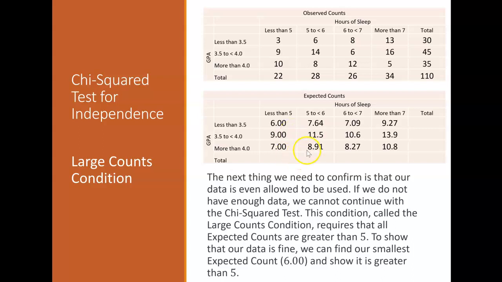So the large counts is easy. Do we meet that? If I look at each cell, the expected counts in each of them is greater than 5. So we're set there. And if we talk about randomness, if this is high school students, we had 110 high school students. Is that less than 10% of high school students nationwide? Absolutely, right? Okay.